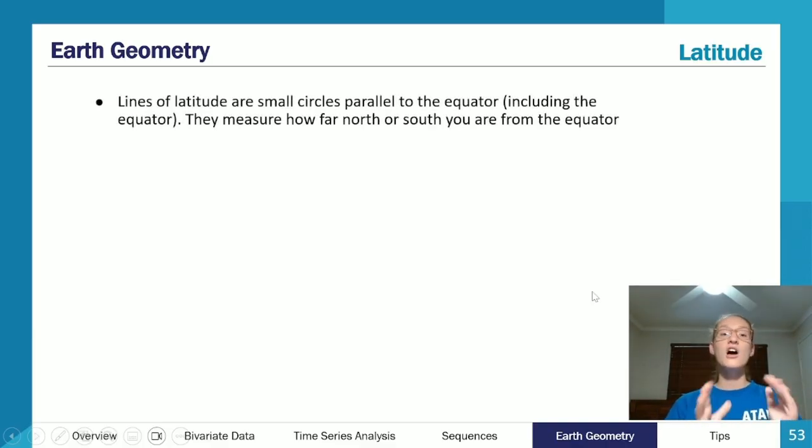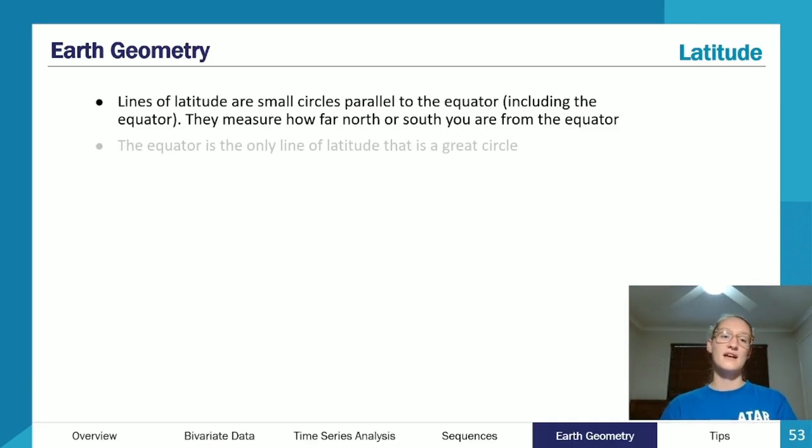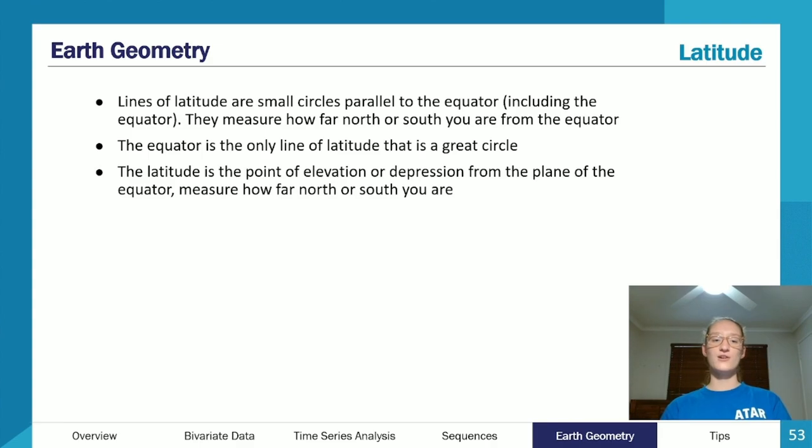So lines of latitude are small circles parallel to the equator, and the equator is also kind of like a line of latitude. The only latitude circle that's a great circle is the equator. The rest of our latitudes are all small circles. So again, latitude, we're thinking how far north or south. Latitude is always north and south. And the equator, again, is the only line of latitude that's a great circle.